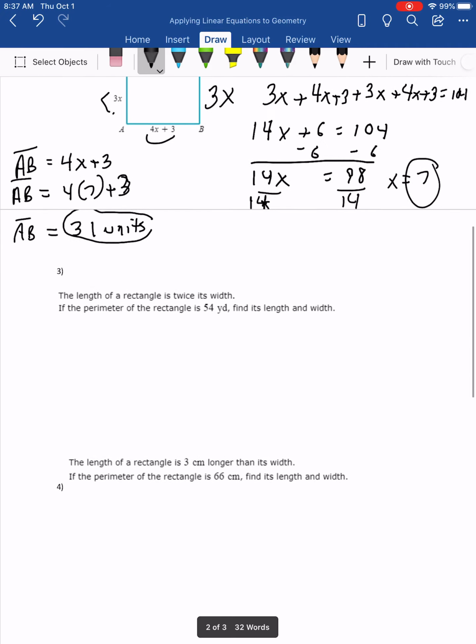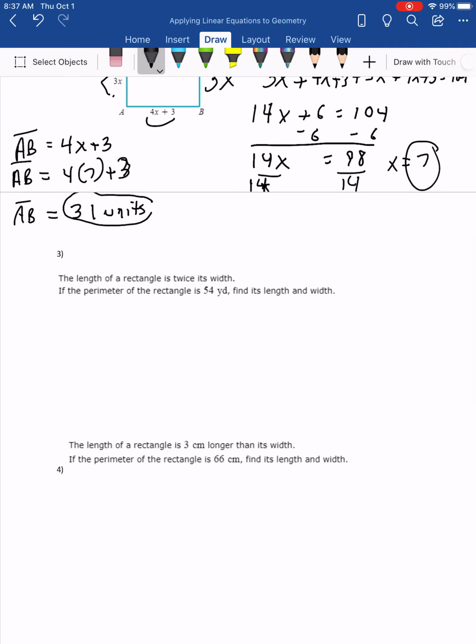Okay, so number 3, the length of a rectangle is twice its width. If the perimeter of the rectangle is 54 yards, find the length and width. Okay, so I like to have a diagram to work with. We don't have one, let's draw one. All right, here's a rectangle. Not the greatest rectangle, but it'll do.